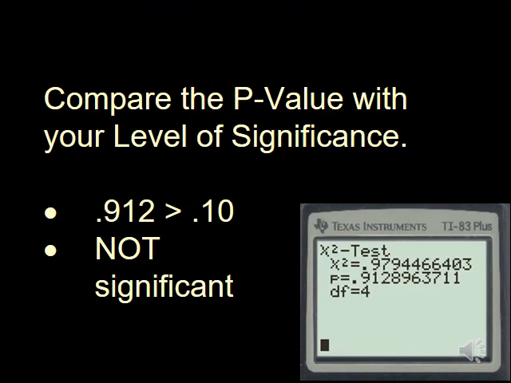We interpret this exactly the same way we did with Z and T. The p-value is the probability we're wrong if we say this is significant. And this is basically saying we're going to be wrong 91% of the time. That's way too often. And it's way more than the 10% that we're willing to accept. And so that is not a significant result.